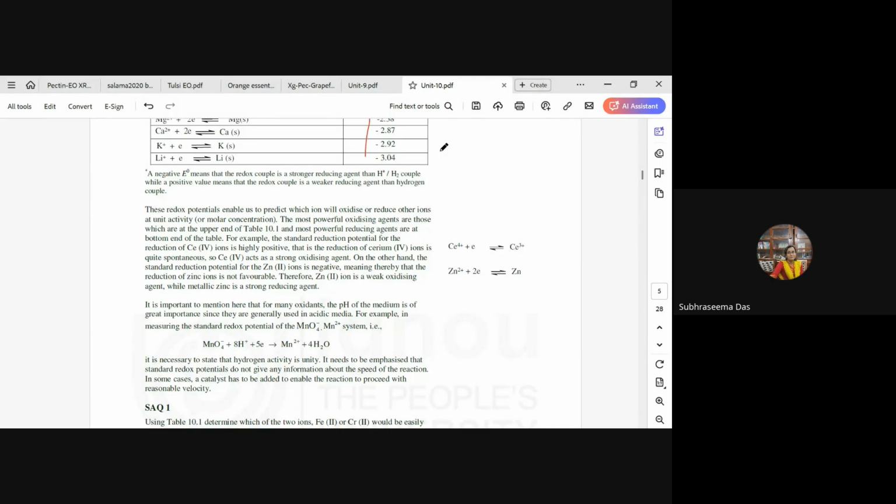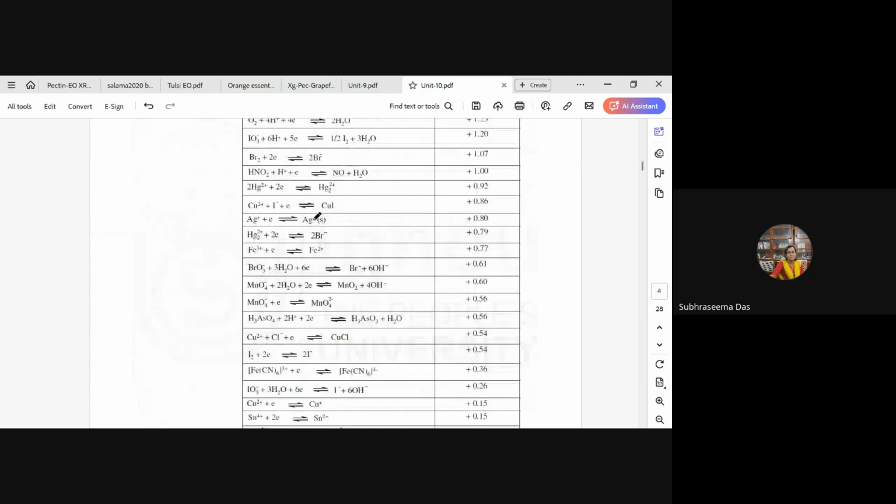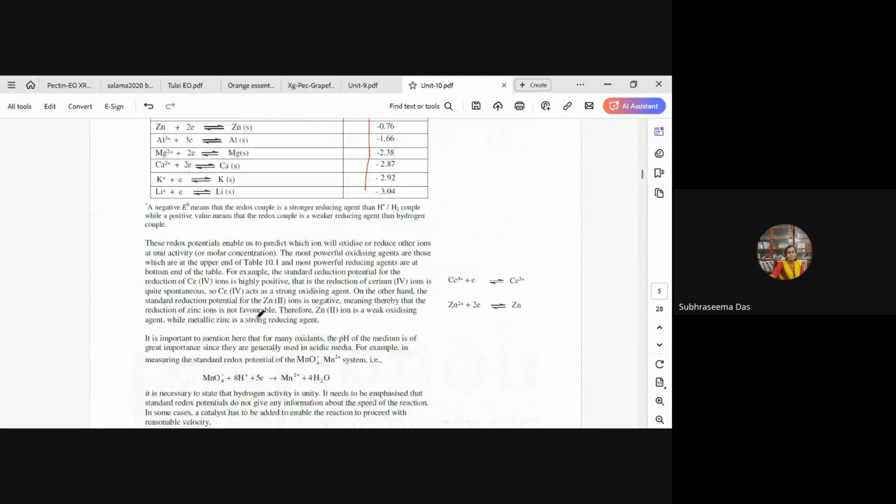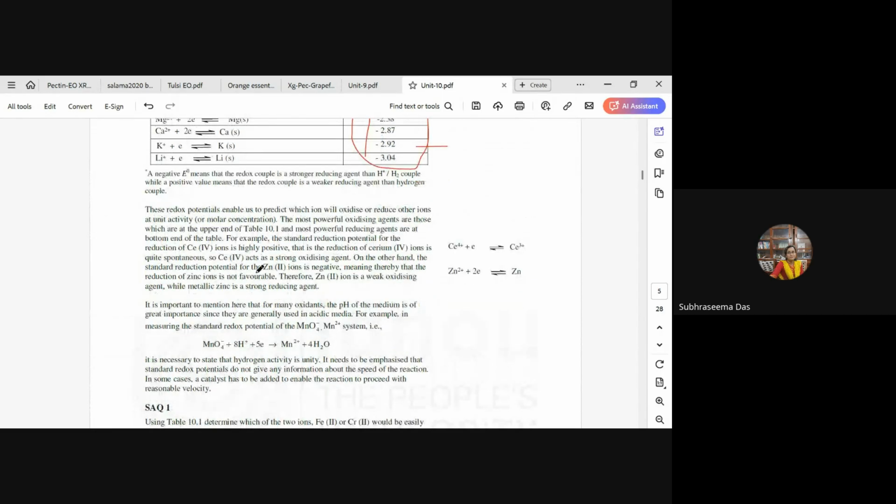The most powerful oxidizing agents are placed at the upper end of the table, and the most powerful reducing agents are present at the lower part of the table. For example, the standard reduction potential for Ce4+ in this reaction is highly positive. That is, the reduction of cerium 4 ions is so spontaneous that Ce4+ acts as a strong oxidizing agent.